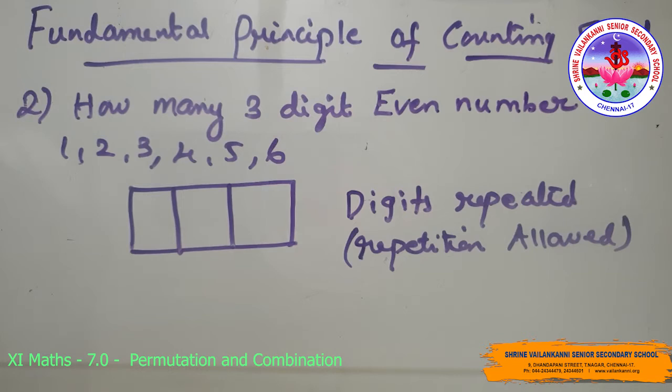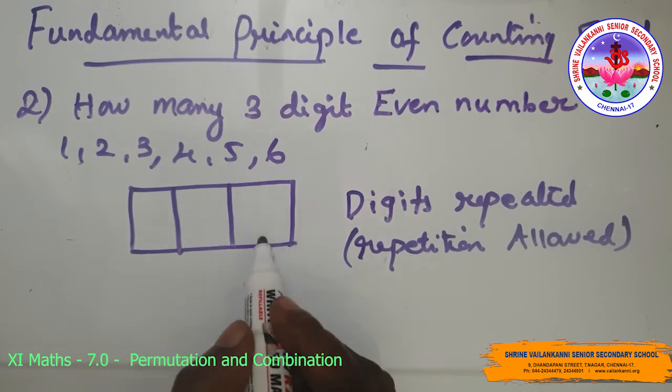Second question: how many 3-digit even numbers can be formed from the digits 1, 2, 3, 4, 5, 6 if the digits can be repeated? So digits can be repeated means repetition is allowed. The number can be repeated. If this can be filled with 1, here you can fill it with 1 also. So repetition is allowed. So you have to form 3-digit even numbers.